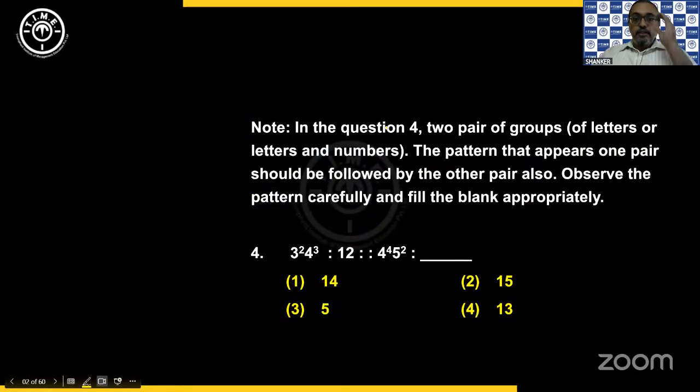Note, in question 4, two pairs of groups of letters or numbers or letters and numbers. The pattern that appears on one pair should be followed by the other pair also. Observe the pattern carefully and fill the blank appropriately. Okay. So this is an analogy question.